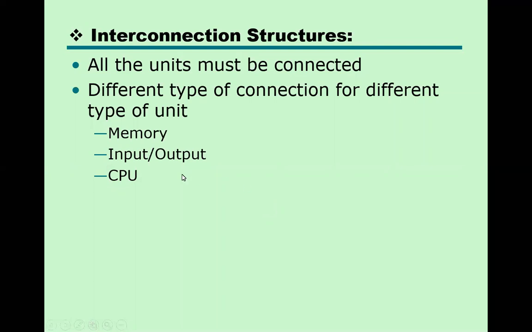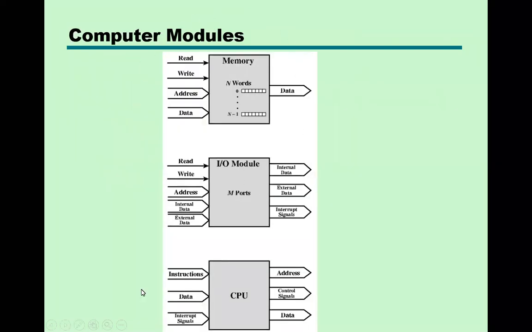The next one is the interconnection structure. In this interconnection structure, we have discussed the different units and how these different units are connected with each other. Here we have seen a memory unit, an input output module, and the CPU. So how does the memory unit get the data as well as the address, with respect to which the data will be stored, when you want to read or write the data? For example, if you want to read the data, the address is required, and according to the respective address, the data will be read and transmitted.